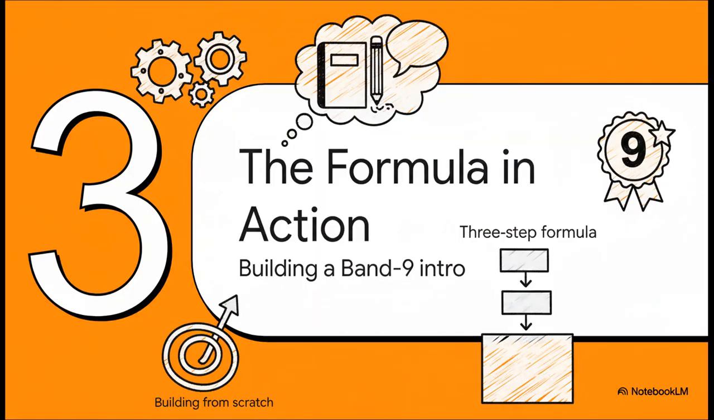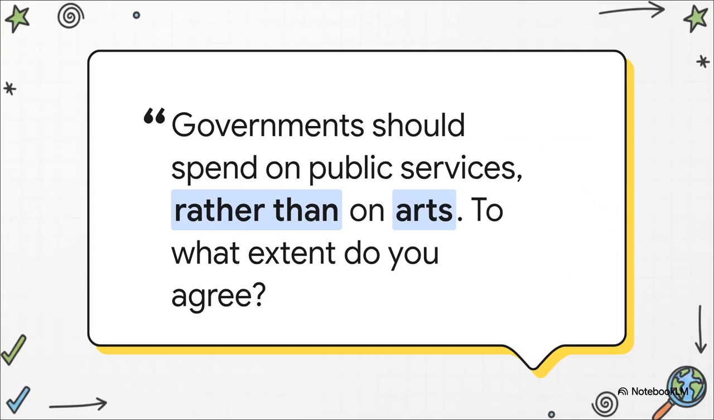All right, enough theory, right? Let's see how this all clicks together in the real world. We're going to take a real IELTS topic and build a Band 9 introduction right now, from scratch, using our 3-step formula. Okay, here's our sample question. It's a classic to what extent do you agree or disagree type of essay. The topic is government spending, public services versus the arts. You'll see questions like this all the time, so let's apply the formula.